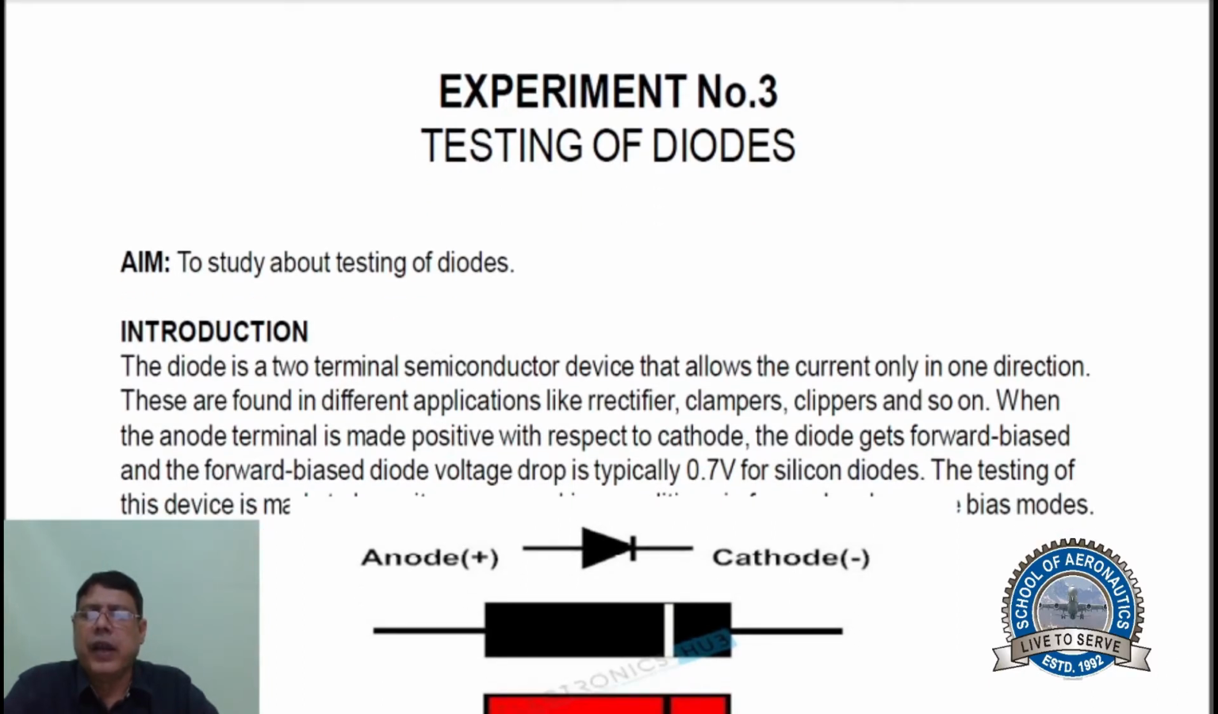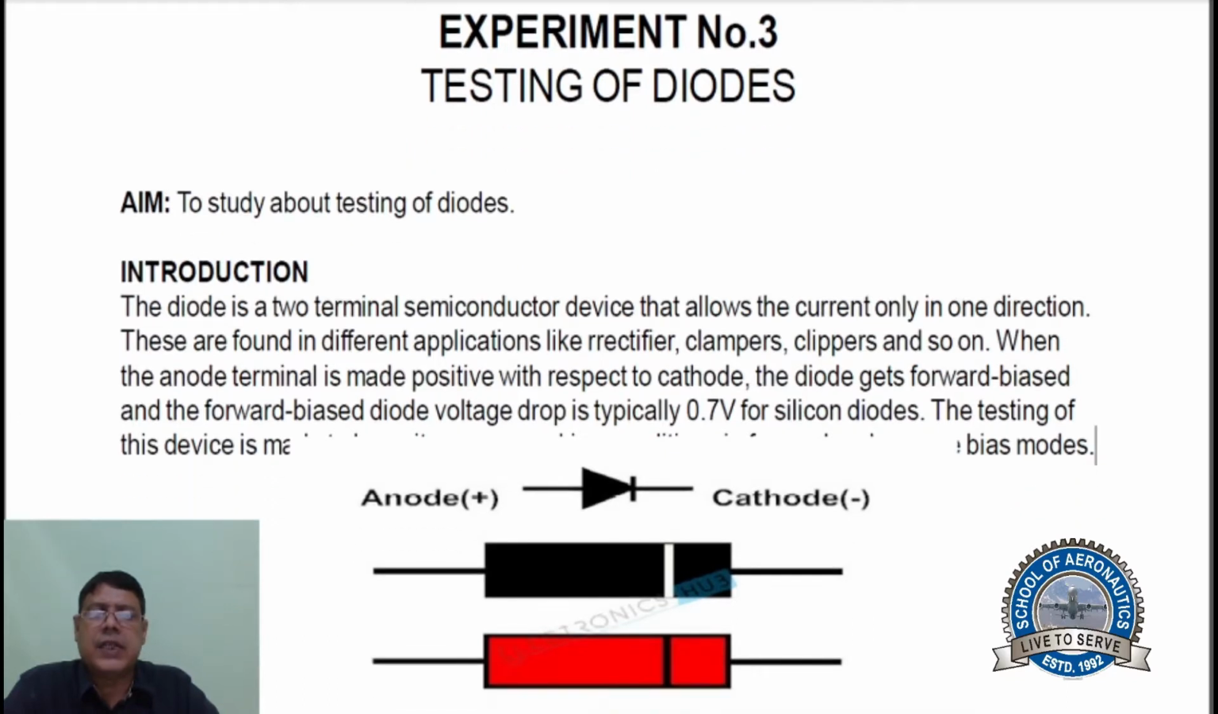These are found in different applications like rectifier, clamper, clipper, and so on. When the anode terminal is made positive with respect to cathode, the diode gets forward biased. The forward biased diode voltage drop is typically 0.7 volt for silicon diodes, 0.3 volt for germanium diode.